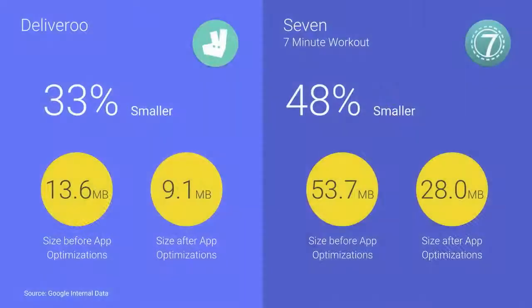So we're just getting started exploring this area, and it's really early. But we tried it out with some apps that are in our early access program, and we expect the average savings to be about 15%. However, some apps see even better results. Deliveroo was 33% smaller after optimizations, and the 7-minute workout app was nearly half smaller at 48%.